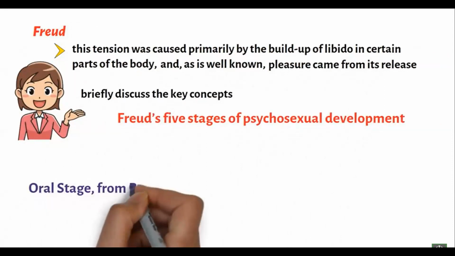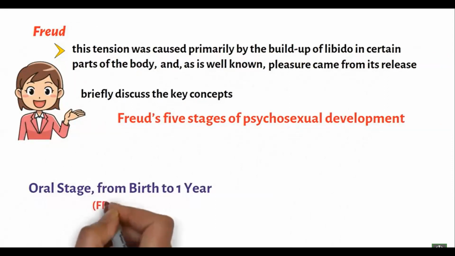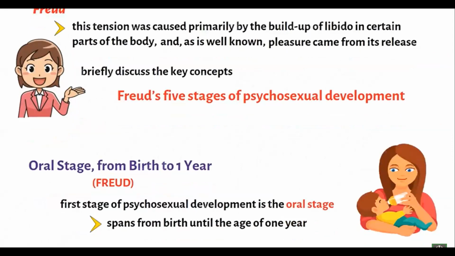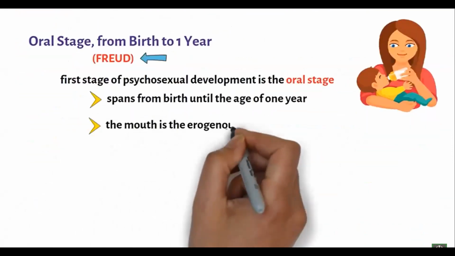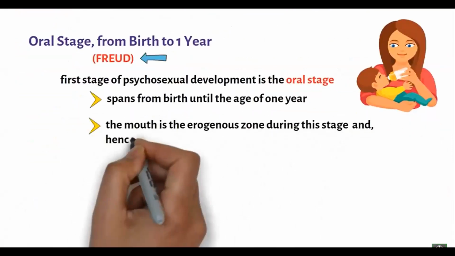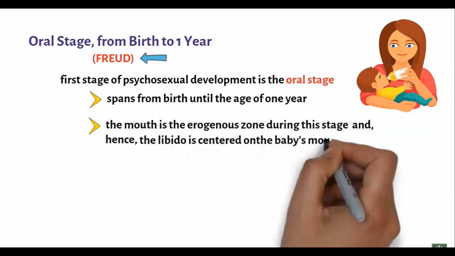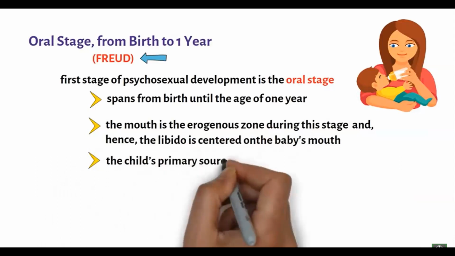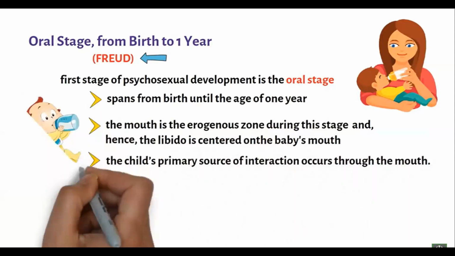Oral stage, from birth to 1 year. According to Freud, the first stage of psychosexual development is the oral stage, which spans from birth until the age of 1 year. Freud says that the mouth is the erogenous zone during this stage, and hence, the libido is centered on the baby's mouth. And for this reason, the child's primary source of interaction occurs through the mouth.